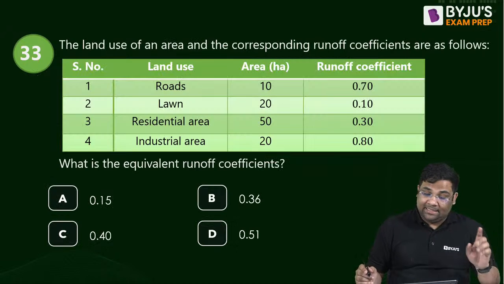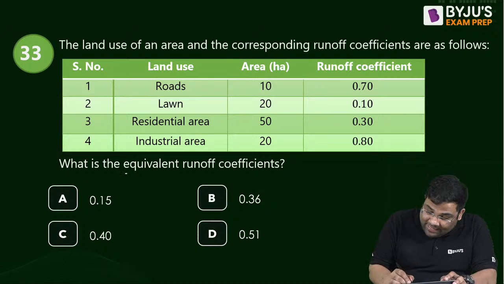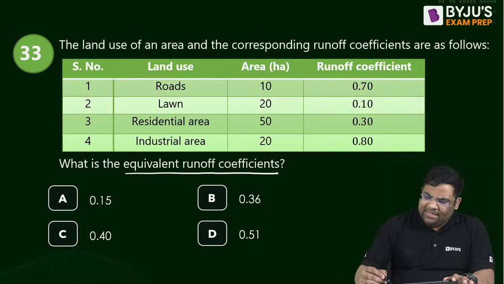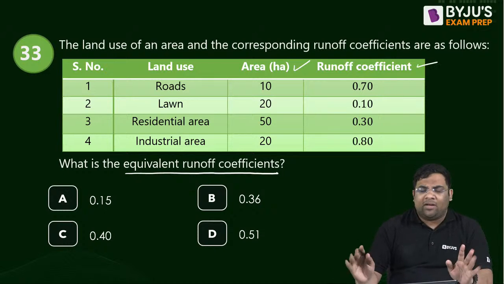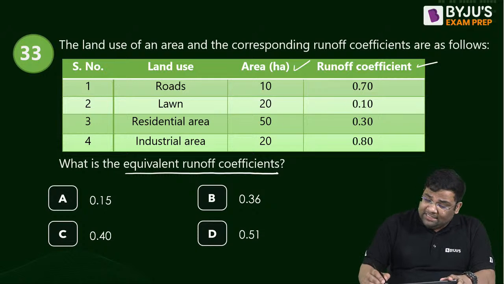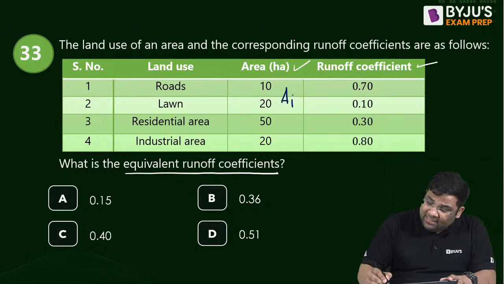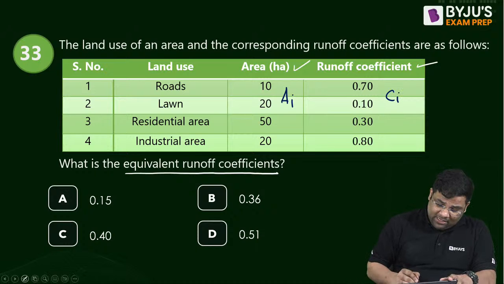Next thing. The equivalent runoff coefficient is asked. So very easy. See, different areas are given and the runoff coefficients are given, right? So I can say this as Ai, and this is Ci. So I can find out the equivalent one.